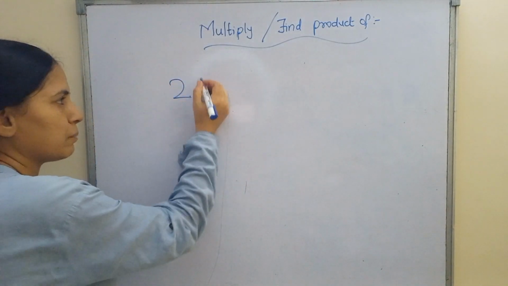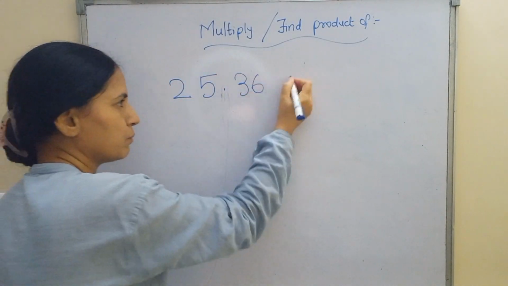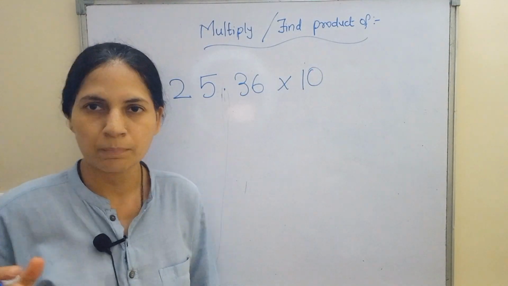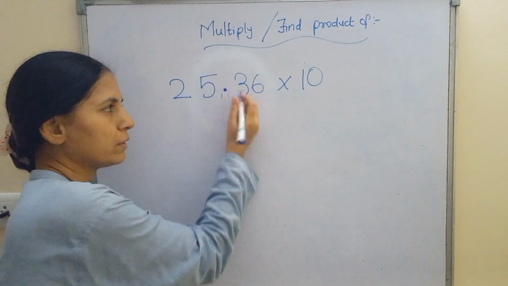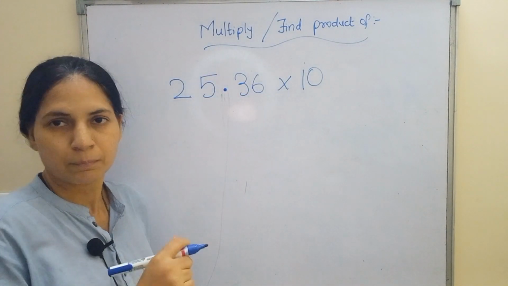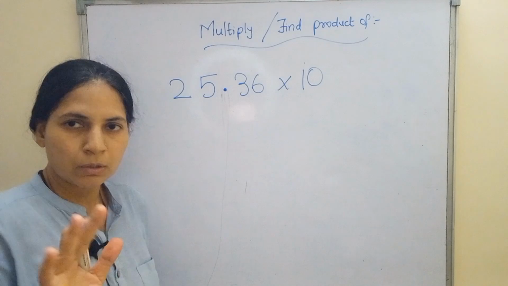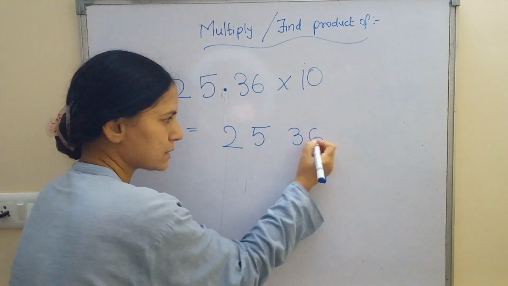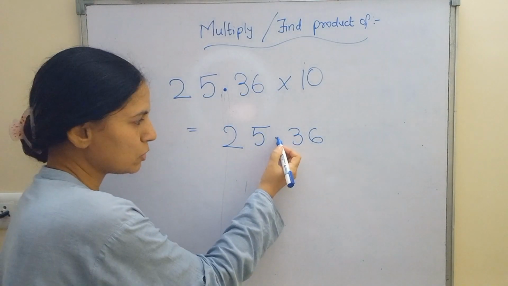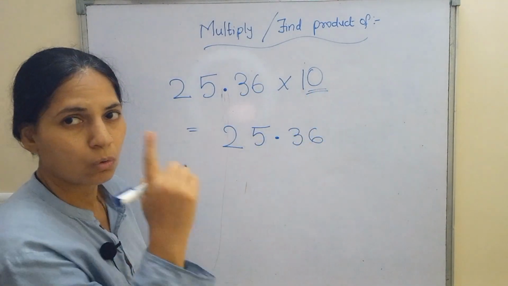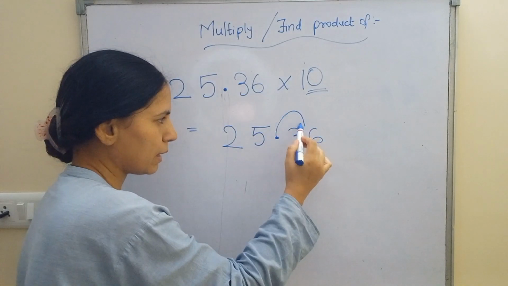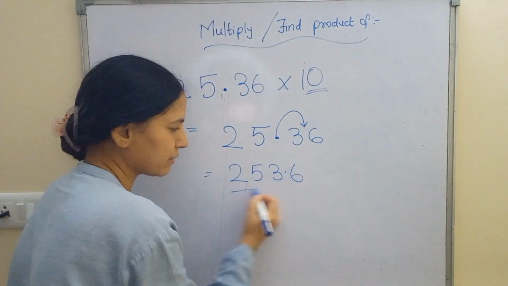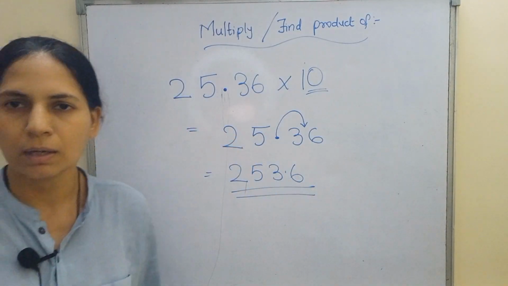Now, there is a very big confusion when it comes to decimals. Children get confused like anything in decimals. So, if the number is 25.36 multiplied by 10, what should we do? Nothing. The only thing you have to do is write 25.36. Now look, the decimal was here. How many zeros does 10 have? 1. So, the decimal will jump ahead one place. This will become 253.6. This is my final product.